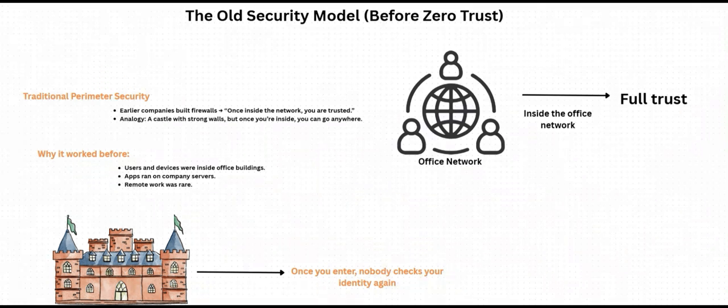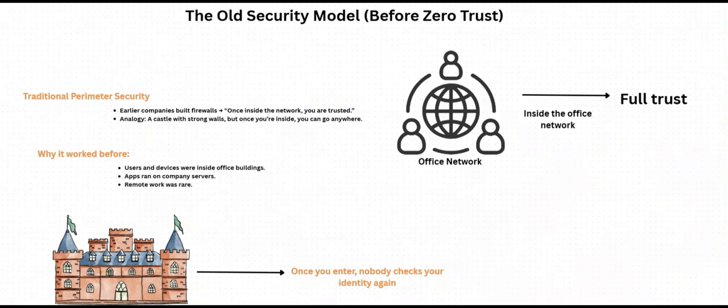And this worked well in the past. Why? Because the users and the devices were inside the office buildings. Applications ran on company owned servers in their data centers. And remote work was very rare. Most people came to the office and worked within the secure network. So back then this model made sense and was effective.